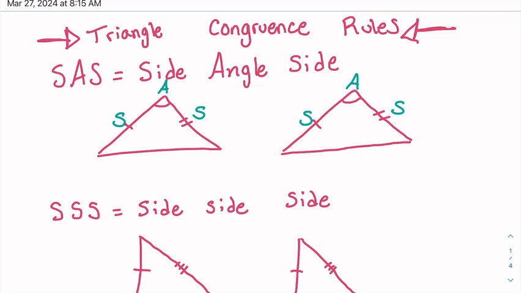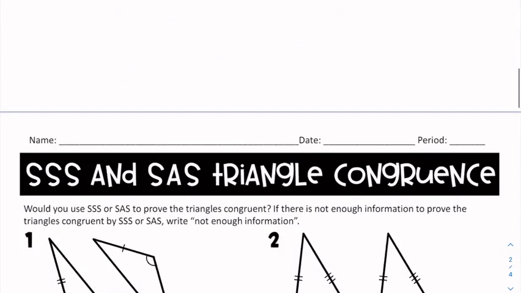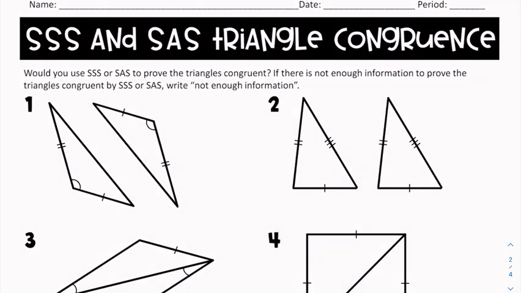A different rule is side, side, side. That occurs when we know all three sides of a triangle are congruent, then we know that the triangles themselves are congruent. So I've got two sides marked as congruent. I've got another pair of sides marked as congruent, and I have a third pair of sides marked as congruent. So that means these two triangles are congruent, not just the sides of the triangles. We know the angles also have to be the same in order for this to be true. So today we are going to work on proving triangles are congruent by either one of these rules.